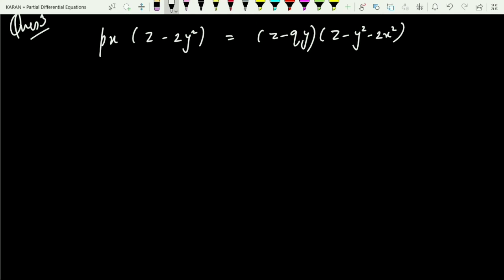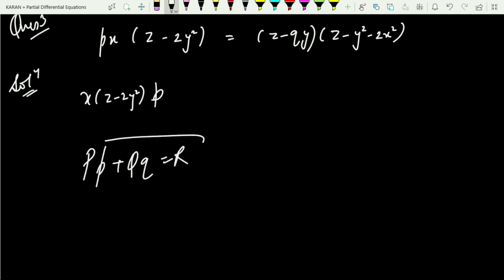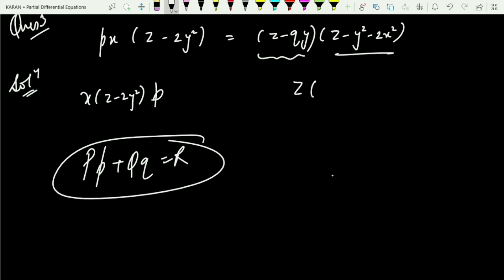And now in order to solve this question, firstly we will convert it into a beautiful form, so that we can write the Lagrange auxiliary equation. So the first step will be, this is x times (z minus 2y square) multiplied with p. Now the first one is P plus Q, right? You should remember this is equal to R. You have to convert it to this format. Yes or no? Now if you multiply these terms with this one, so that is z times this thing minus qy times (z minus y square minus 2x square). So they are equal, right?